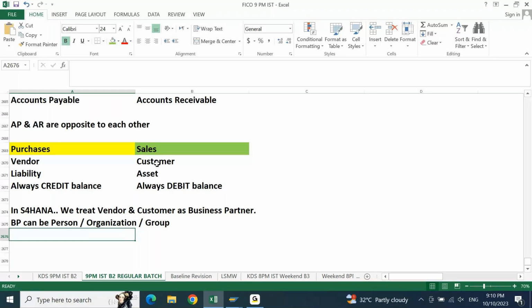This differentiation is clearly based on name. If it is the name of a person, any name whatever you take, you will call it a person, an individual. If my BP is the name of a company, I will call it an organization. Group is similar to organization only.